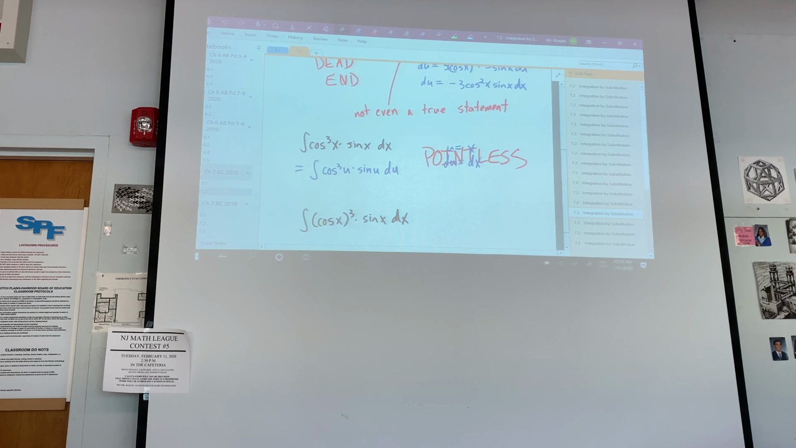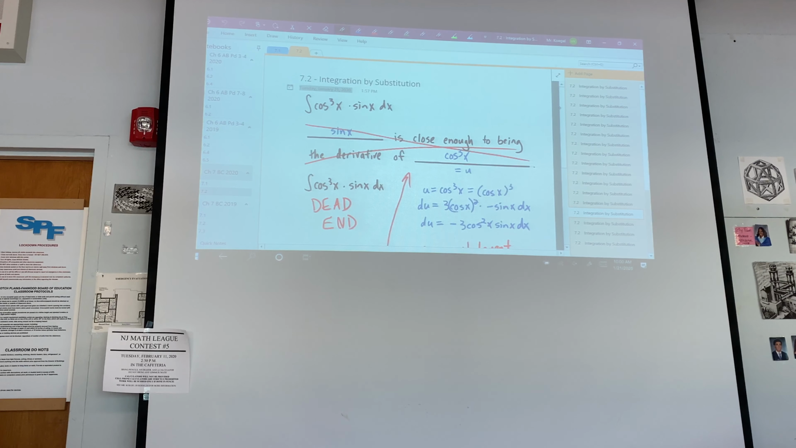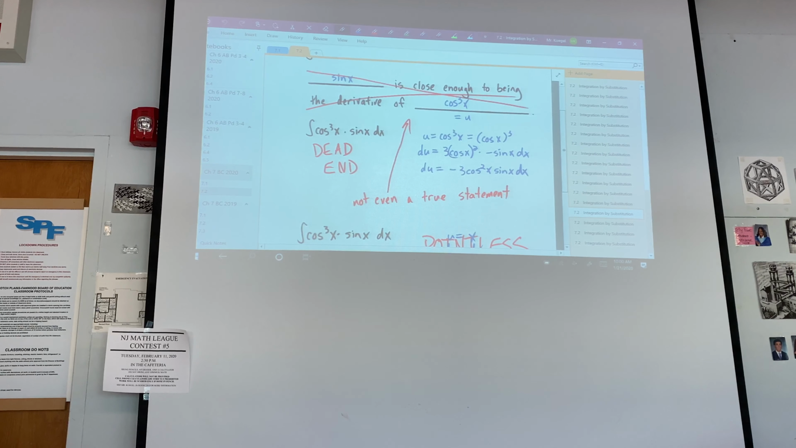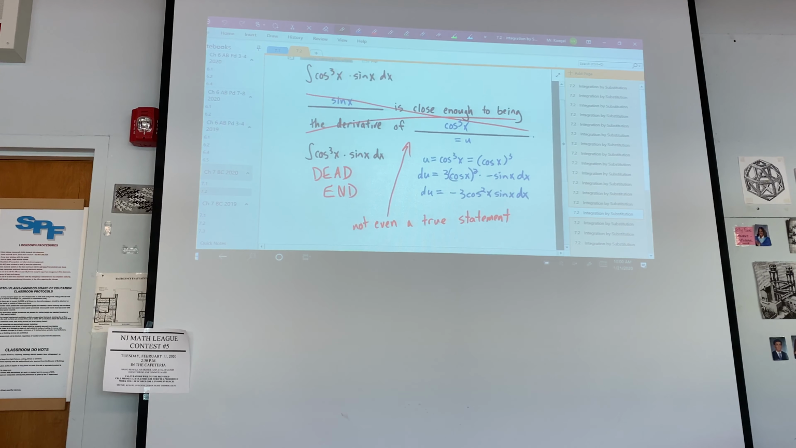Okay, if you say something like this, because I had somebody say, sine of x is close enough to being the derivative of cosine cubed of x. It's not even a true statement. So if you start with a false statement for your fill in the blanks, and then you wonder why the substitution won't work, well, there you have it. You can't base anything on a false assumption. All right, so be careful with that.